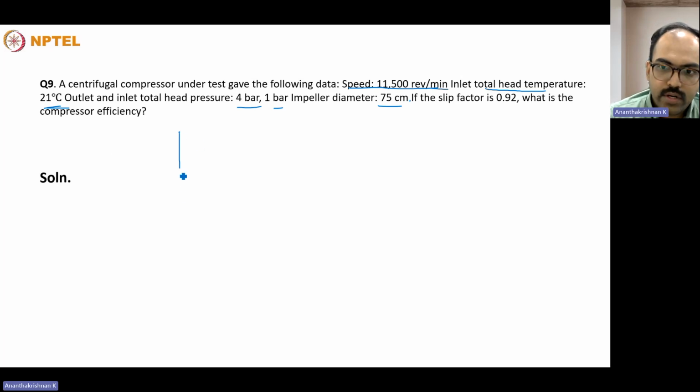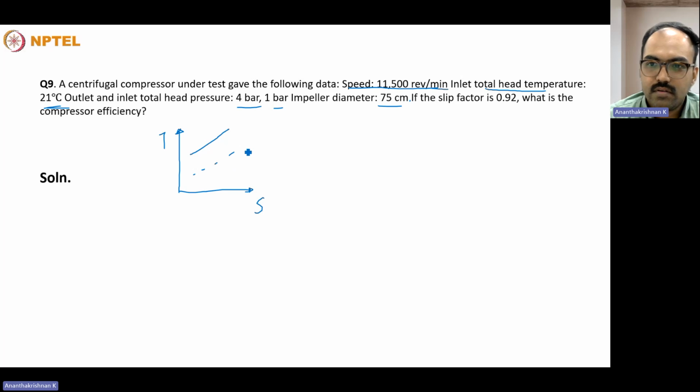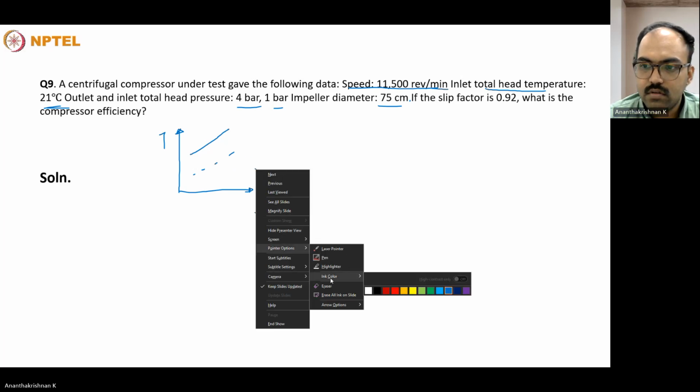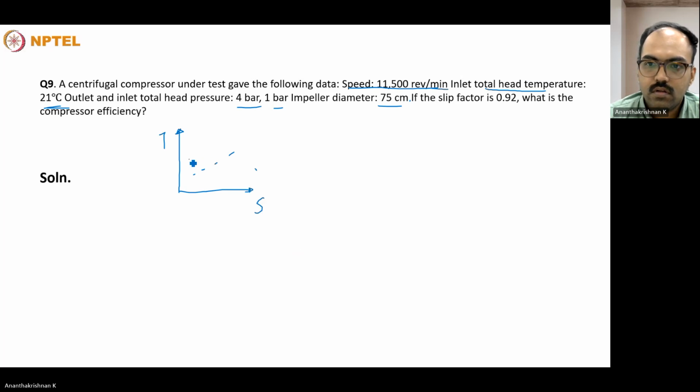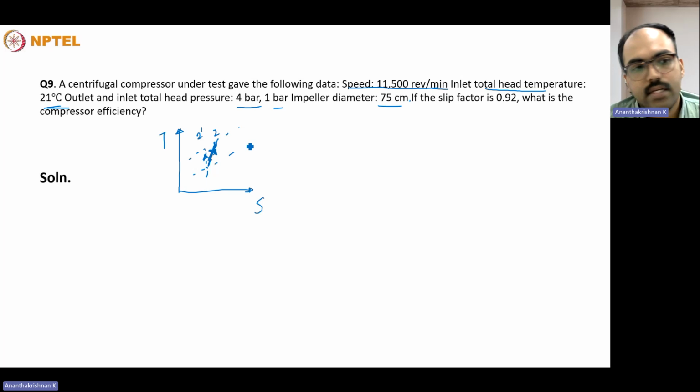So we can try to plot it in a T-S diagram. How does this compression process look? If it was an isentropic process, it would have looked like 1 to 2 dash. But the actual process will be slightly curved towards the right to take into account the slip as well as the irreversibilities.